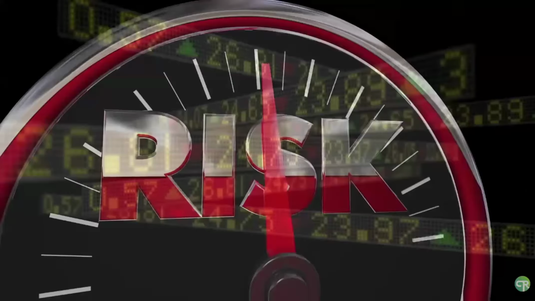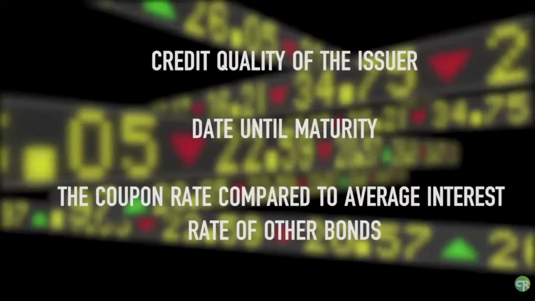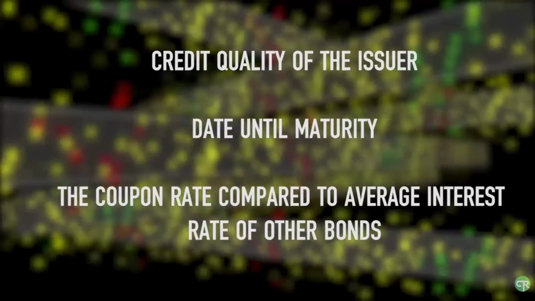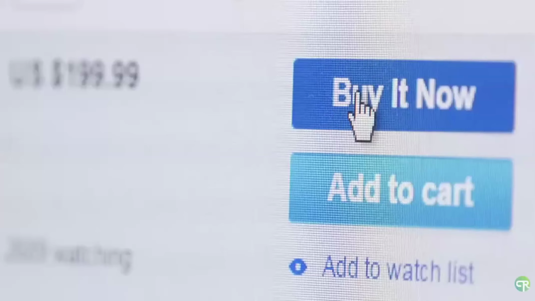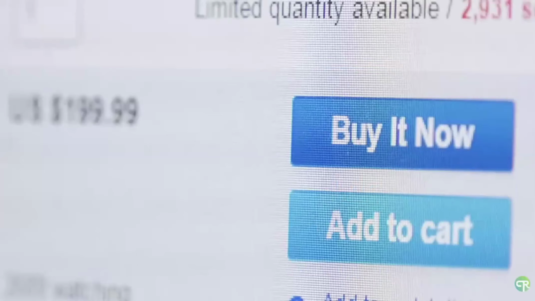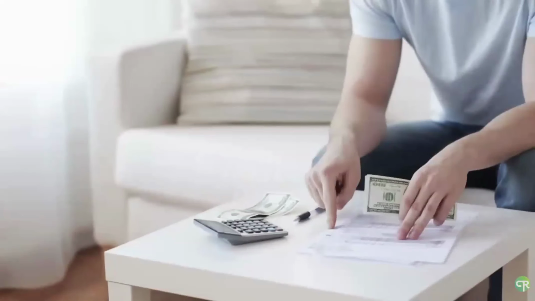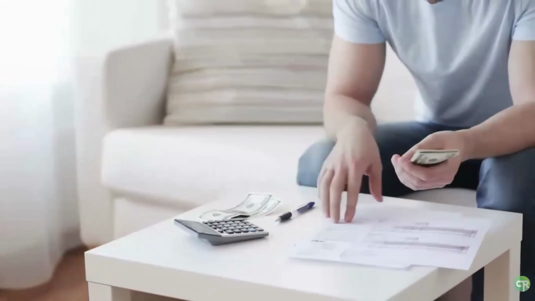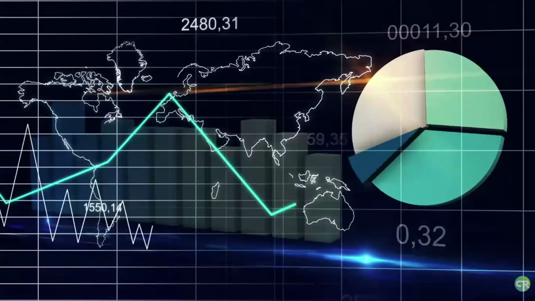The value of a bond depends on these main factors: credit quality of the issuer, date until maturity, and the coupon rate compared to the average interest rate of other bonds. You could buy a bond and never plan to hold it until maturity. Rather, you could buy a bond to just flip it a few weeks later if the price went up. Conversely, you could also just buy bonds and let them sit, collecting interest over time and making your money back slowly. Let's go through some more specific principles of bonds.